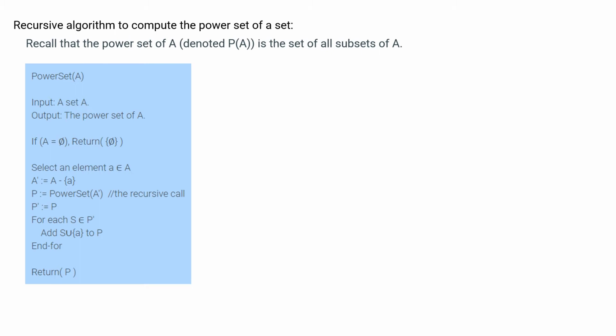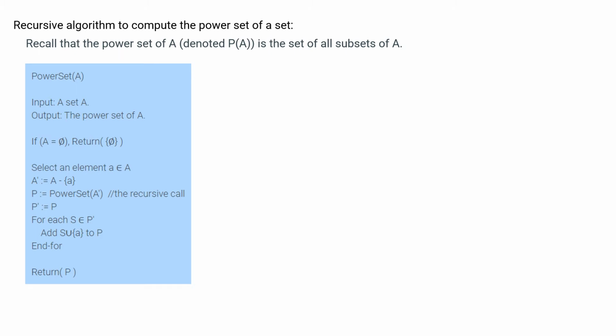But now let's look and see what happens on the other side of that power set. So this statement that says P equals power set of A prime, let's talk through this and then we'll see an example. We're going to let P equal what we get back from that new call to power set.